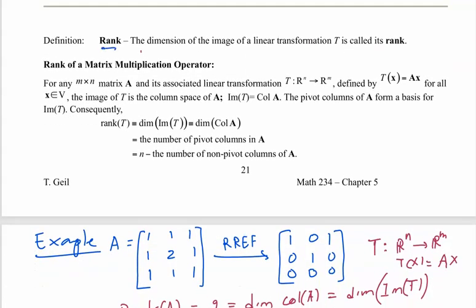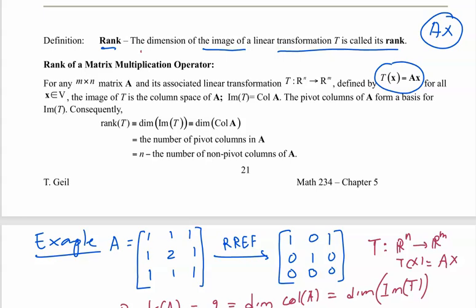Rank. What is the rank? The dimension of the image of the linear transformation. So if I do the transformation AX, you look at all the images of the linear transformation, and that is the rank. Okay, we're going to talk about that in a second here.